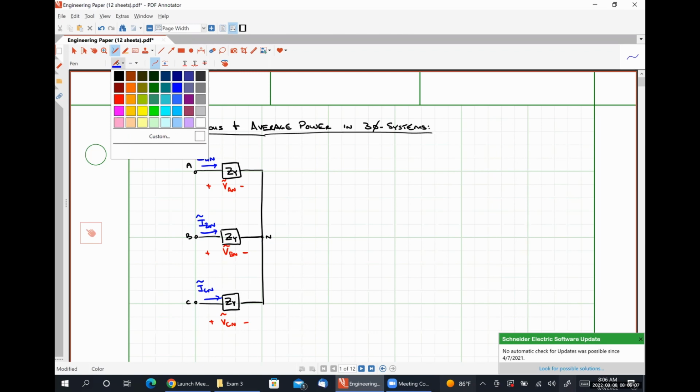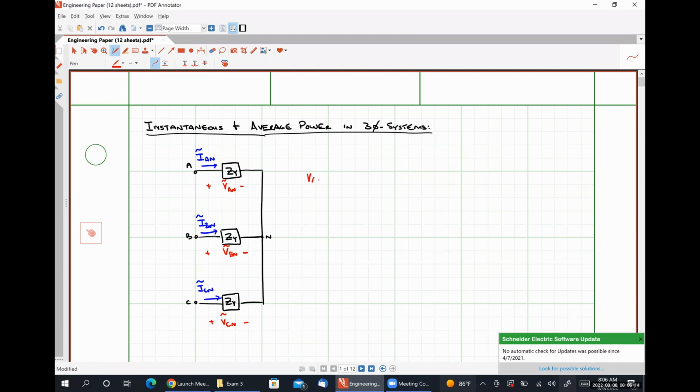And I'm going to say that VAN is equal to VP angle 0 degrees, VBN is equal to VP angle negative 120 degrees, VCN is equal to VP angle negative 240 degrees. And all of these are measured in volts RMS.